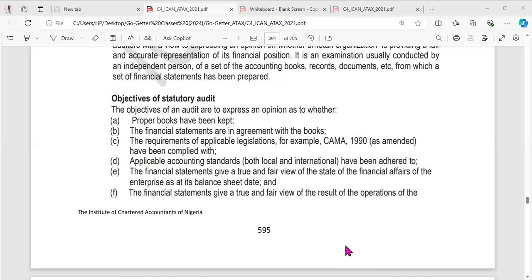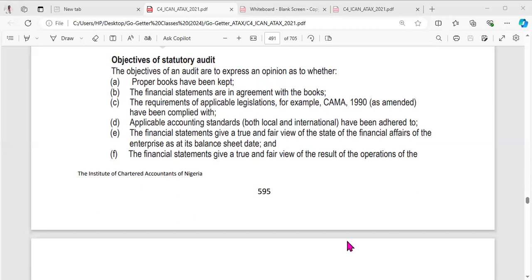Then we also check if applicable accounting standards, we have the IFRS and the IASs, have been adhered to. Then they will look at whether it gives a true and fair view of the financial affairs of the enterprise. So they will check, is there any material misstatement? When they say material misstatement, a figure is material if reliance on that figure can change your decision.